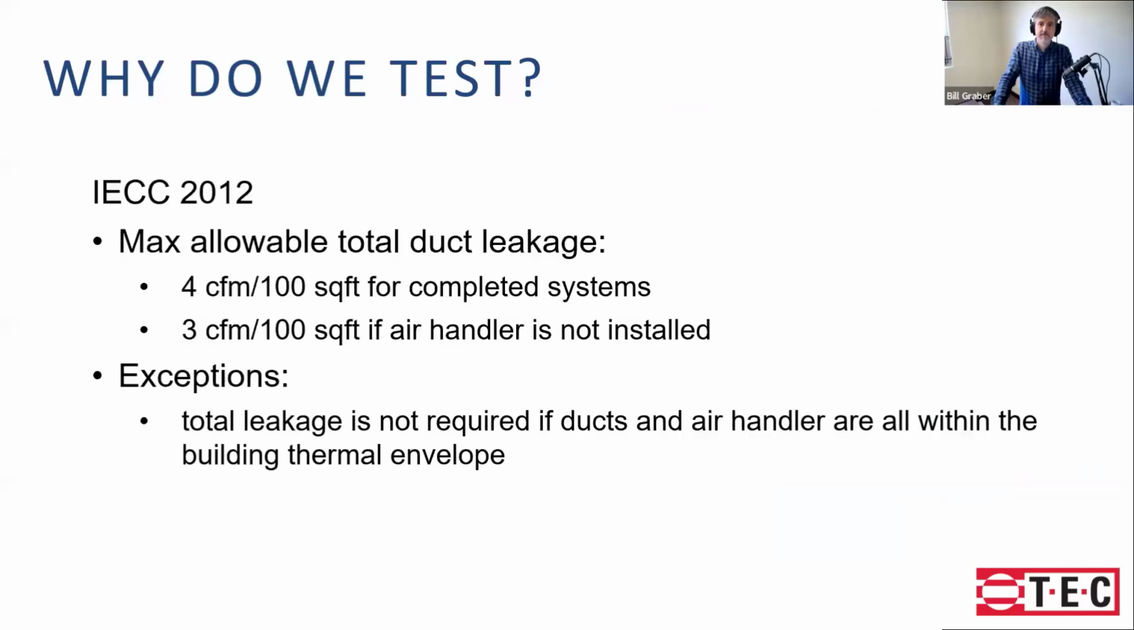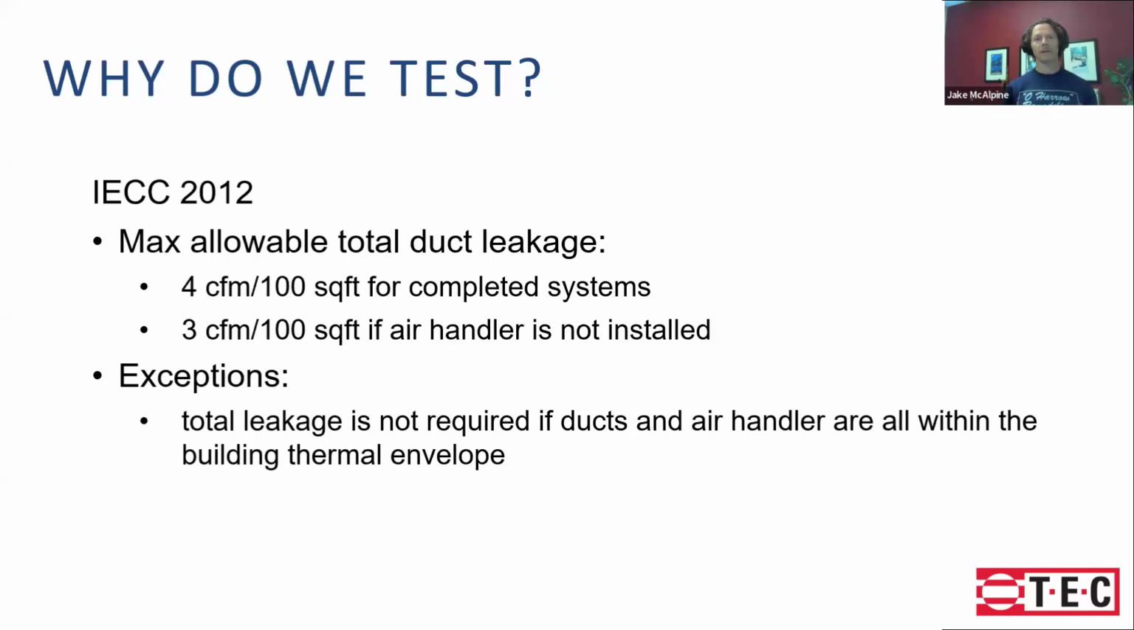Great. There's been a lot of change when it comes to the code portion of this. So I'm going to step through a couple of the most recent codes and just give a very broad overview of some of the things that we're looking at when we're doing tests for codes. 2012 was the point that I'm going to start with. Most states are at or beyond the 2012 code. There's a major thing that's laid out here, and that is the threshold for passing a test. If you hit 4 CFM per 100 square feet of area that duct system's serving, if you're lower than that, it's considered a pass. That's a complete system, ducts and air handler.